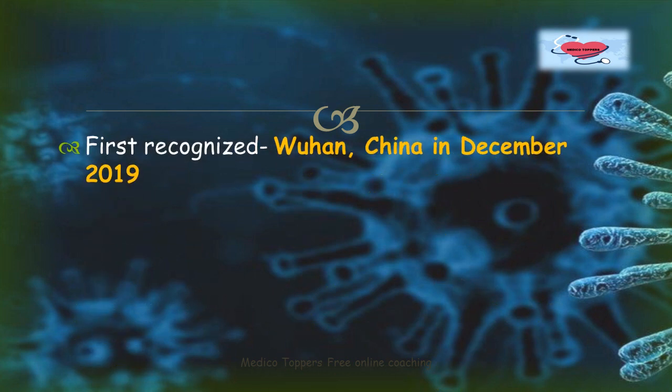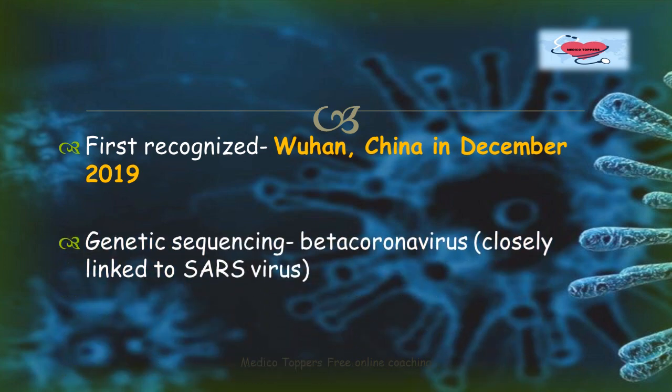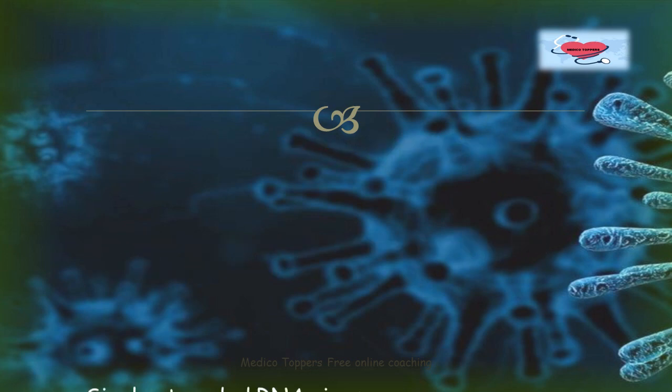Everyone knows most of the things regarding COVID, so this can be used as a revision. First, it was recognized in Wuhan, China in December 2019. And after genetic sequencing, we came to know that it is a beta coronavirus, which is closely related to the SARS virus, which had appeared in 2012 in China.